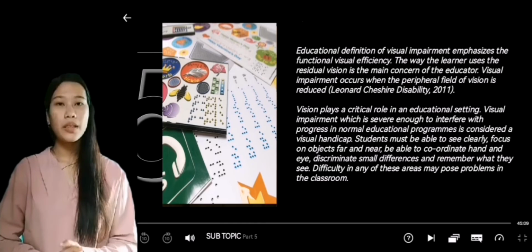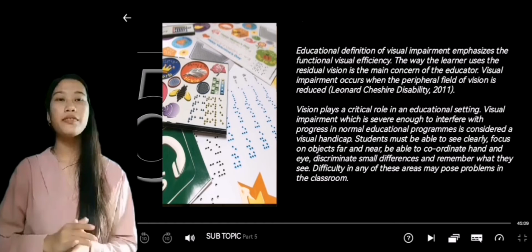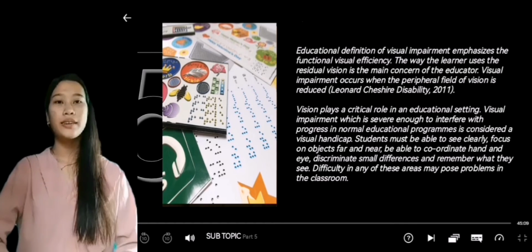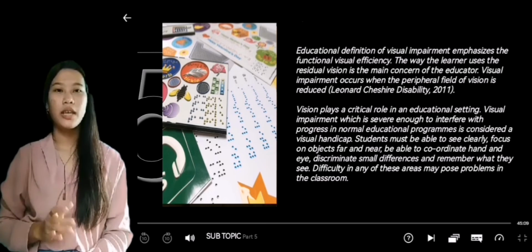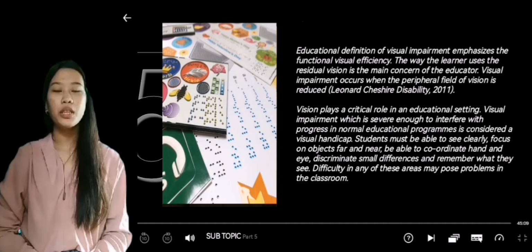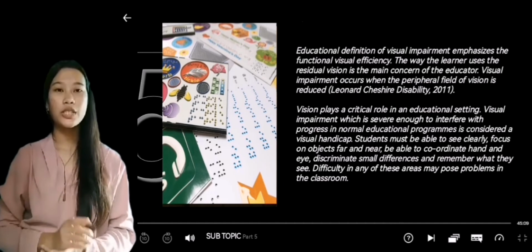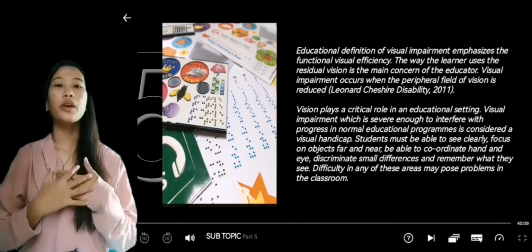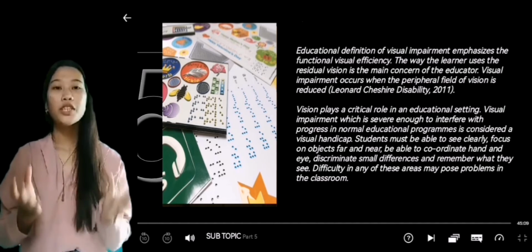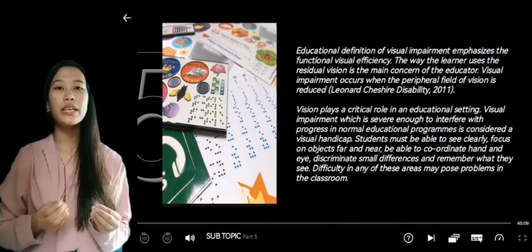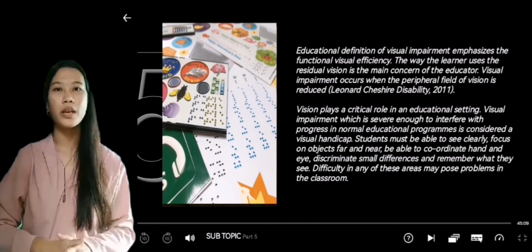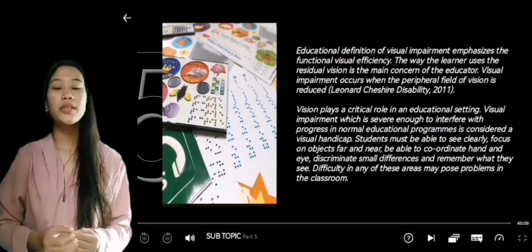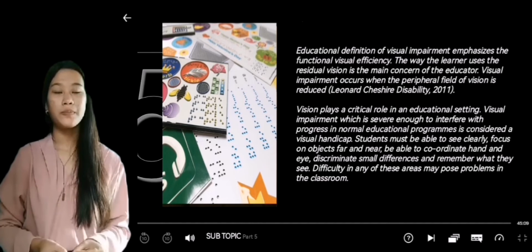Visual impairment occurs when the peripheral field of vision is reduced. So we all know that vision plays a critical role in the educational setting, but not only in the educational setting, but also in our life. Visual impairment which is severe enough to interfere with progress in normal educational programs is considered a visual handicap.